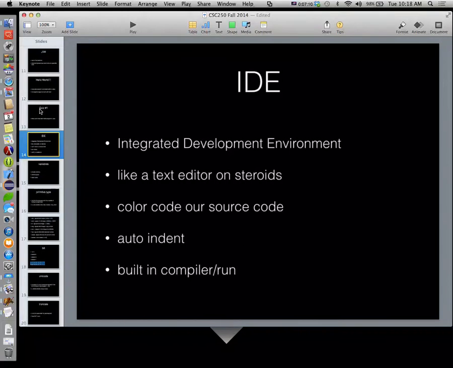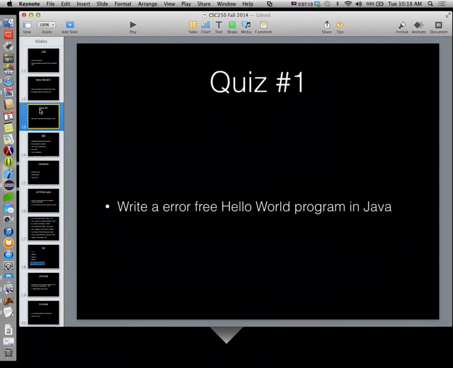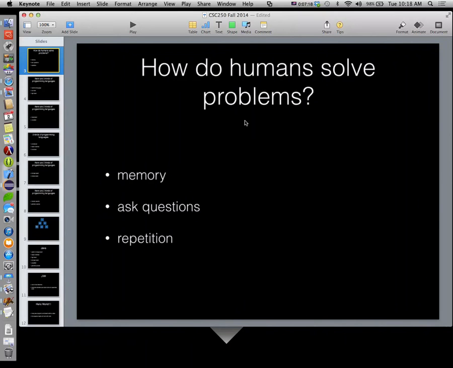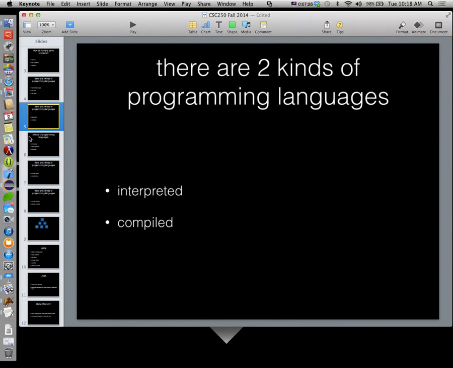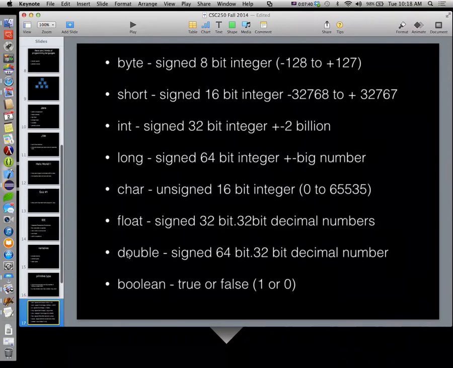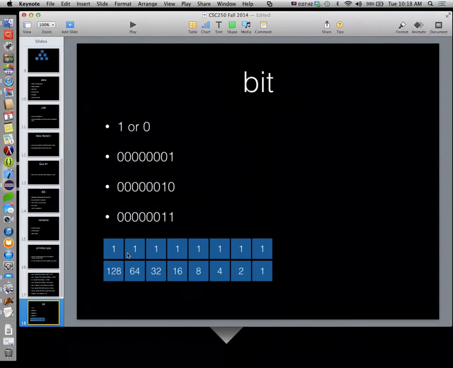All right, so now going back, actually, let's go back a little farther. Back to this slide about how human beings solve problems. We said we use our memory, we ask questions, and we do repetition. So variables is how a computer programming language emulates our memory. And we do this through primitive types and object types. Object types we're going to talk about later. Primitive types we just finished talking about. So now we need to look at, in terms of a programming language like Java, how do we actually use variables? Now we know what they are, how do we use them? Okay?